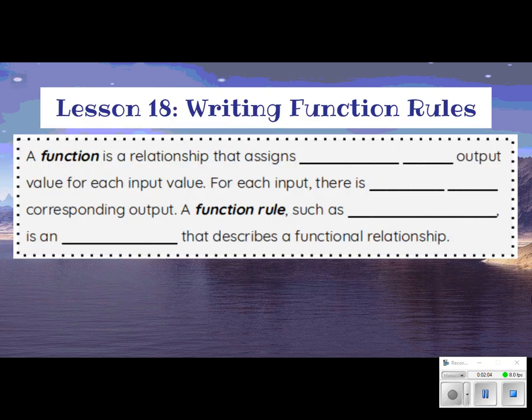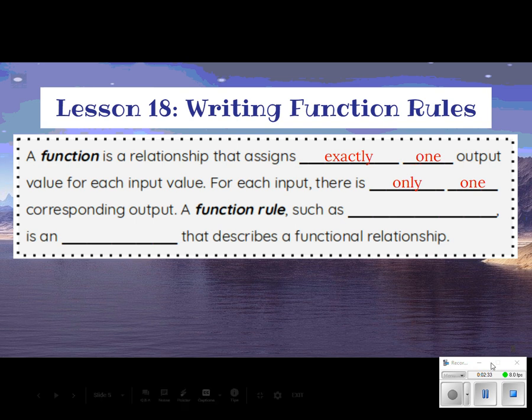A function is a relationship that assigns exactly one output value for each input value. And for each input, there is only one corresponding output. So guys, this is big. You have to know a function. If I want it to be a function, for each input, there's only one output. And for each output, there is only one input. It's only going to work that way.